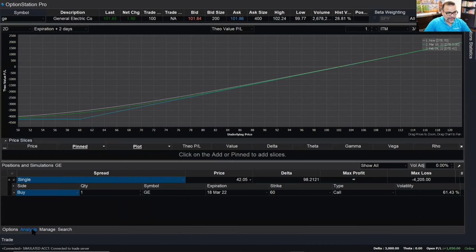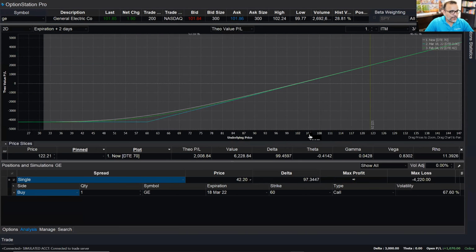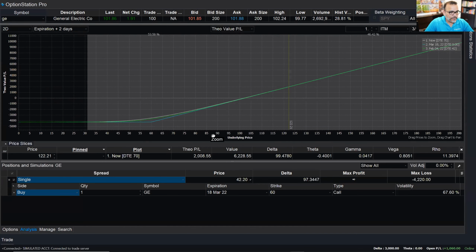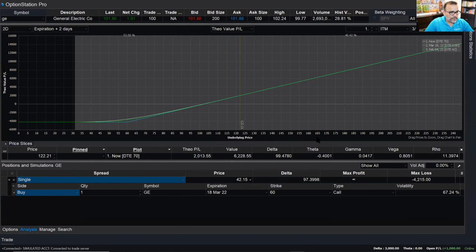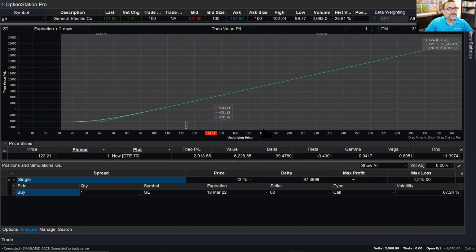So I'm going to come back here to the analysis. I'm going to add a price slice, and I'm going to set the price to 122.21, which is my expected target price. Let me push the graph in a little bit, because I don't see 122.21 right here in the graph. So I'm going to take my graph from the prices right here at the bottom, and I'm going to squeeze it in. Where is this going?